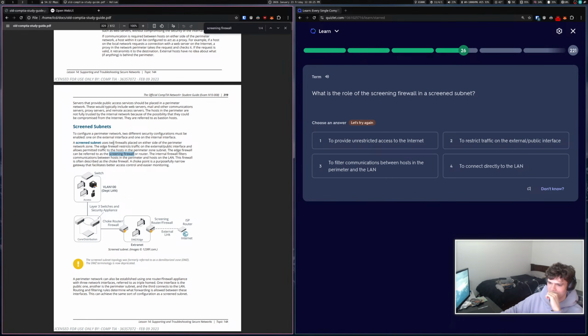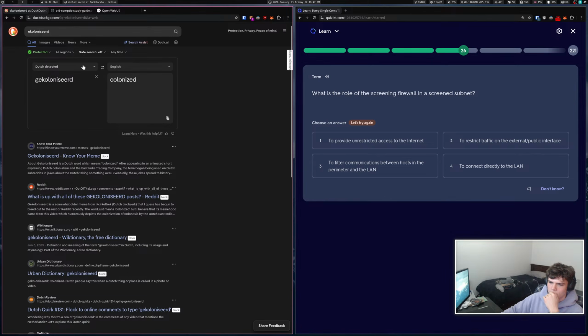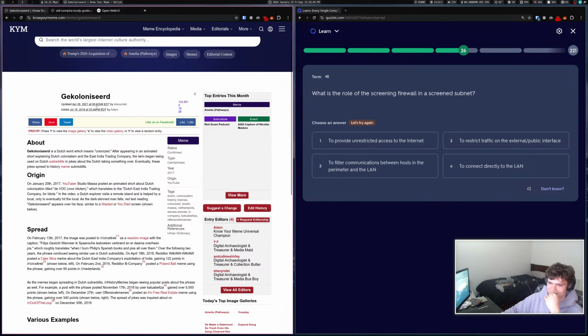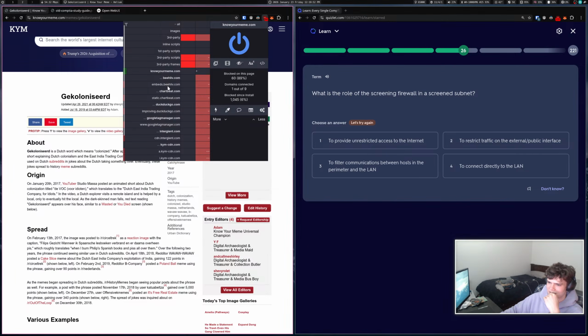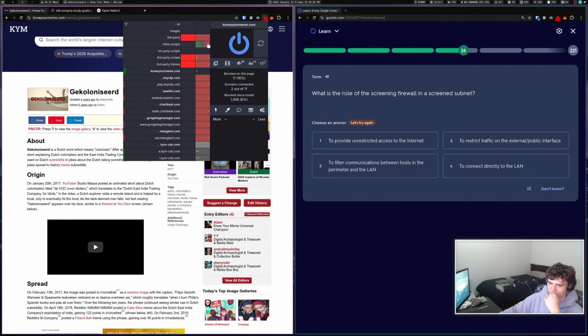A screen subnet uses two firewalls placed on either side of the perimeter network zone. The edge firewall restricts traffic. The screen subnet uses two firewalls. Okay, I'll look this up. Do I need to allow something? Is it KYMCDN? Yes, it is.